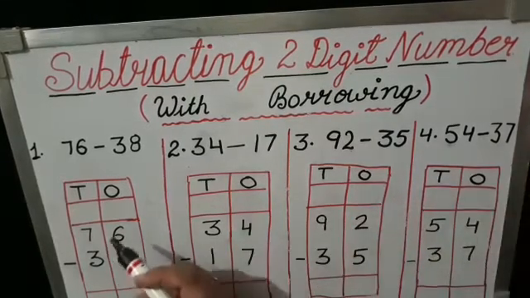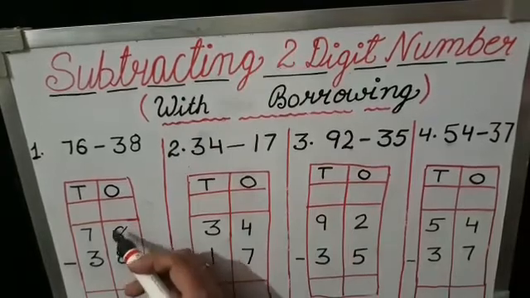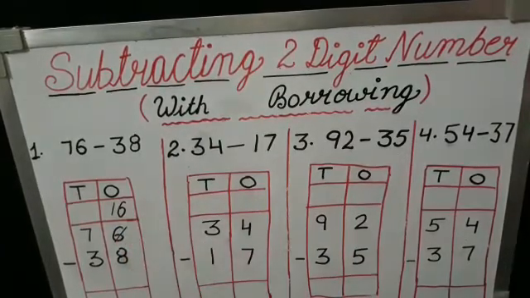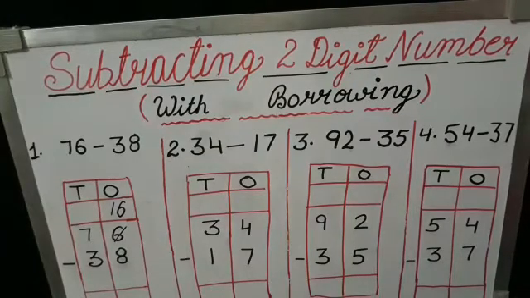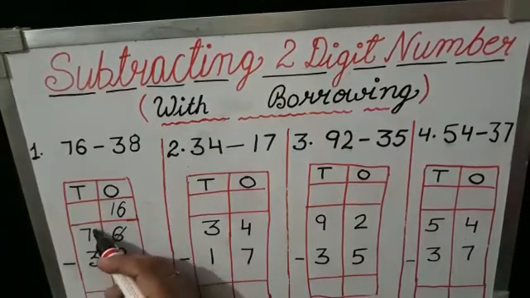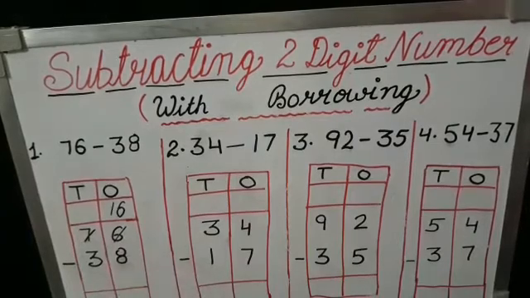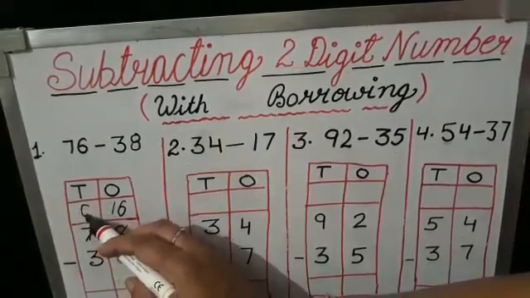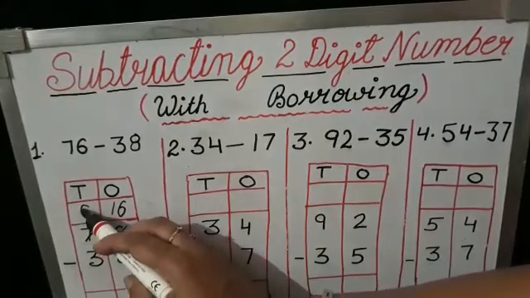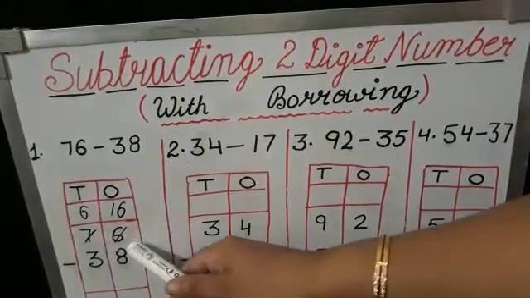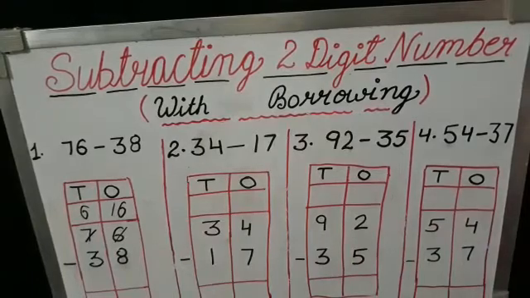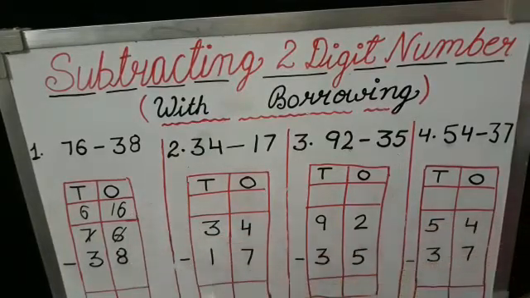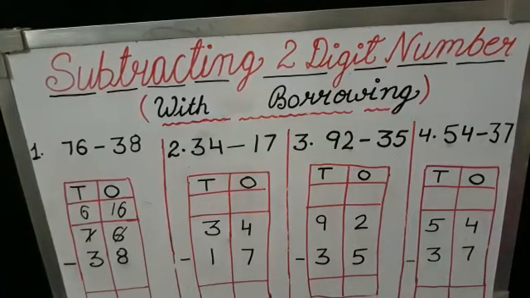We'll make it 16. And how can we make it 16? By taking 1 from tens column. So we'll write here 6. This 7 becomes 6 and this 6 becomes 16. Now we'll keep 16 in mind and 8 on fingers and backward counting.